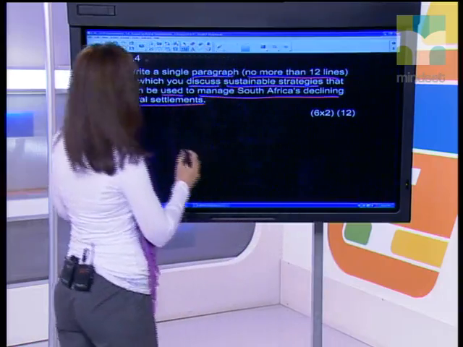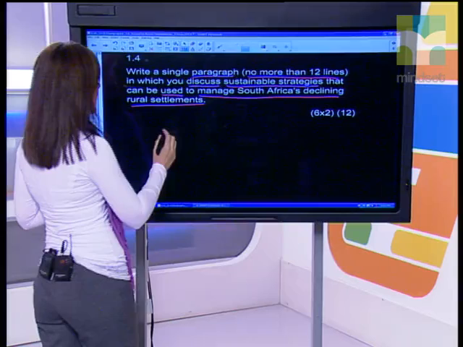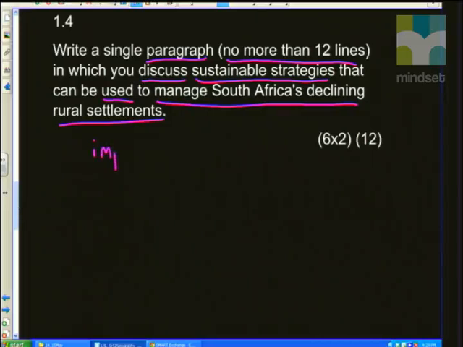Last year in grade 11, you did a concept called the Spatial Development Initiative, which actually looks at developing these rural towns as well. So you can mention all of those things in your paragraph. Let's just summarize a couple of those now. So the first thing that we said was that we can improve the tourism. Have hotels, tourist attractions.